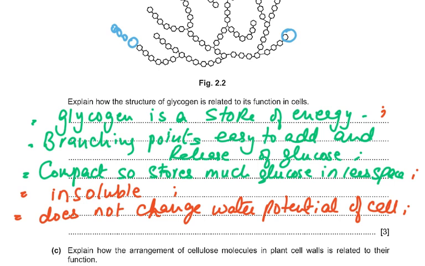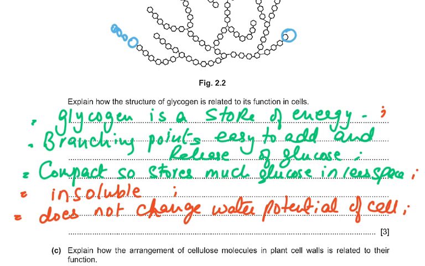Compact, so stores much glucose in less space. Anything compact means that you're storing it, there's less of a spread of the things. Like you have a little box with your pencil case and everything. Otherwise, the pencil is lying here and a pen there, and it can be spread all over your desk if you're a messy sort of person. Compact, so stores much glucose in less space. Then insoluble, which is very important, because it does not change the water potential of the cell.